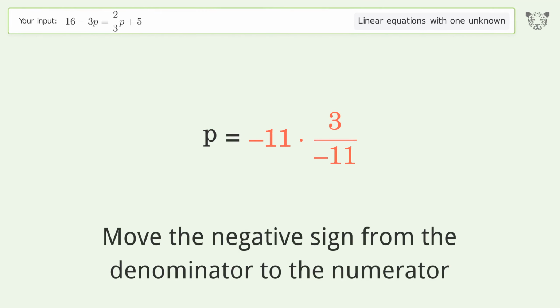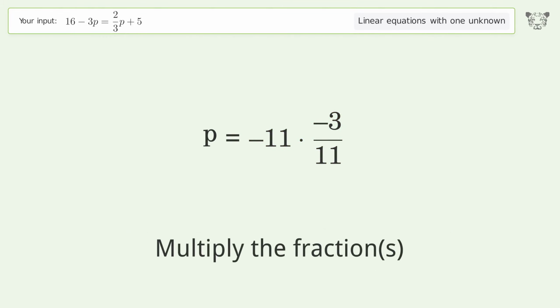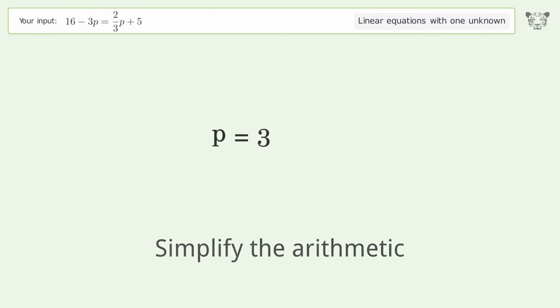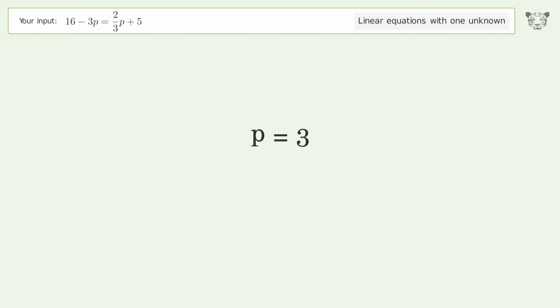Move the negative sign from the denominator to the numerator. Multiply the fractions. Simplify the arithmetic. And so the final result is p equals 3.